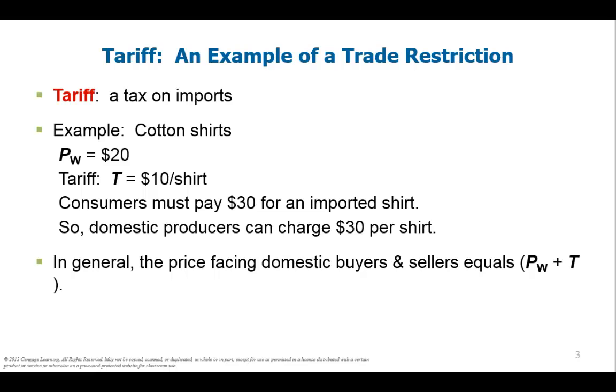A tariff is a tax, and it is used to limit or restrict trade by increasing the cost to the producer and or the price to the buyer, in order to discourage consumption demand, or to protect the domestic producers. We're going to look at a quick example.